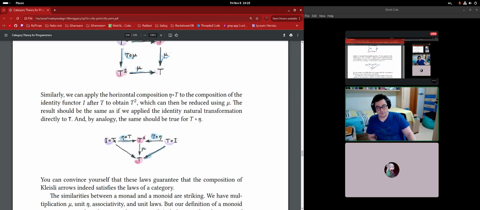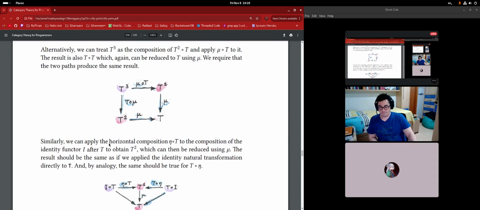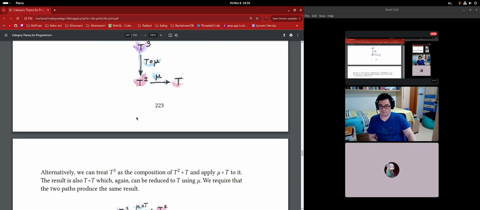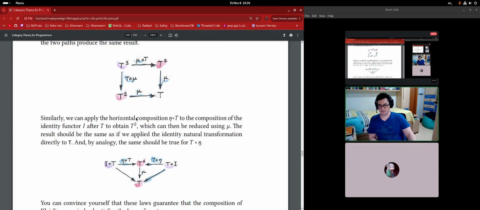You're saying I am evaluating the composition. I don't understand. This is identity, so I can cut this. And because this T is not the same as this one, this is a functor, this is another transformation. Then I have eta being applied to this thing, and this thing is T. So I'm applying eta to T. That's not how horizontal composition works, Lemos. But that's exactly what we did before. I am missing something. The result should be the same as if we apply the natural transformation directly to T.